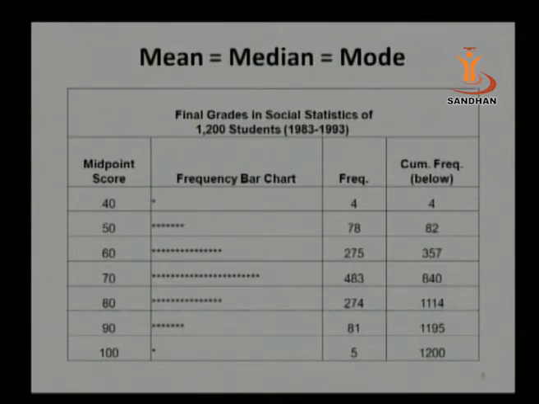Let us have an example. This example is for the final grades in social statistics of 1200 students during 1983 to 1993. In the first column, midpoint scores are given, which are 40 up to 100, and for our convenience I have included the frequency bar chart here. After that, in the subsequent two columns, you can see the frequency and cumulative frequency.